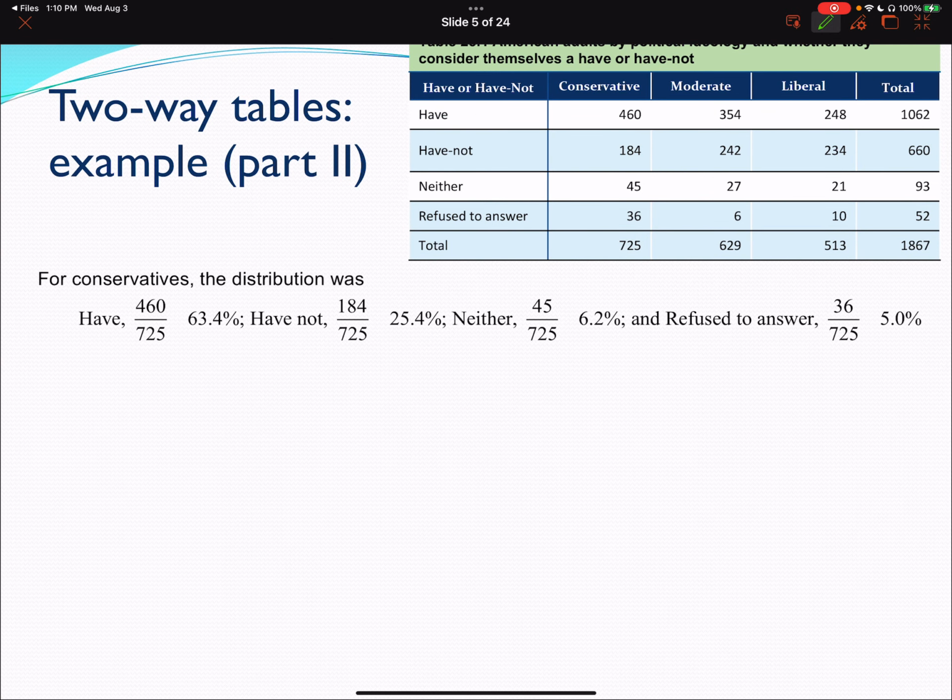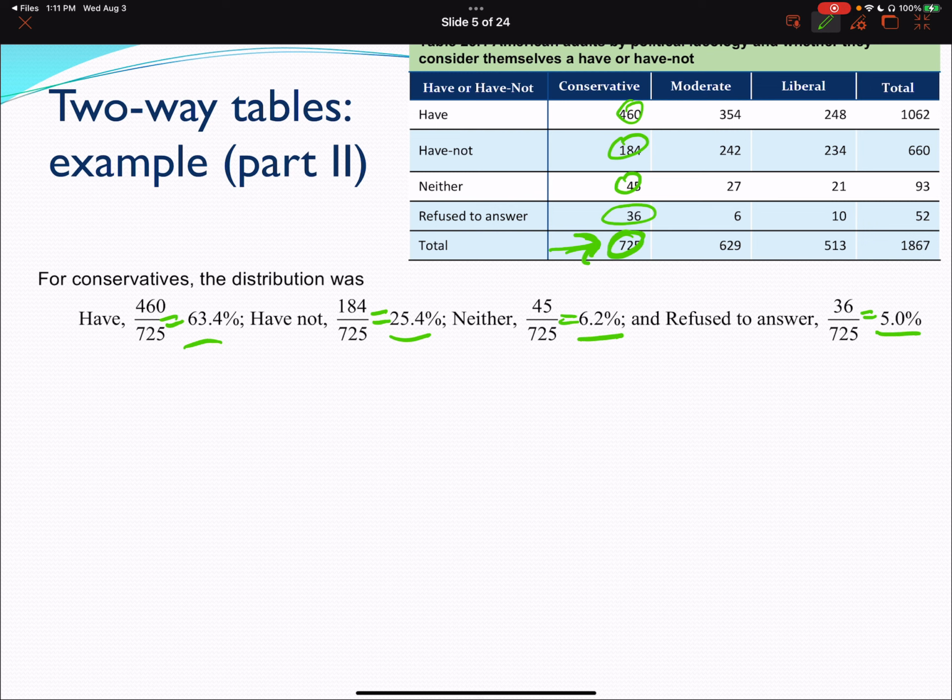Like I said, have was 460 out of 725, which gave us 63.4%. Have not would be 184 out of 725, which is 25.4%. Neither was 45 out of 725, which is 6.2%. And refused to answer was 36 out of 725, which was 5%. Now, all of these percentages together should add up to 100%. Otherwise, I might have made a math mistake or a rounding error.